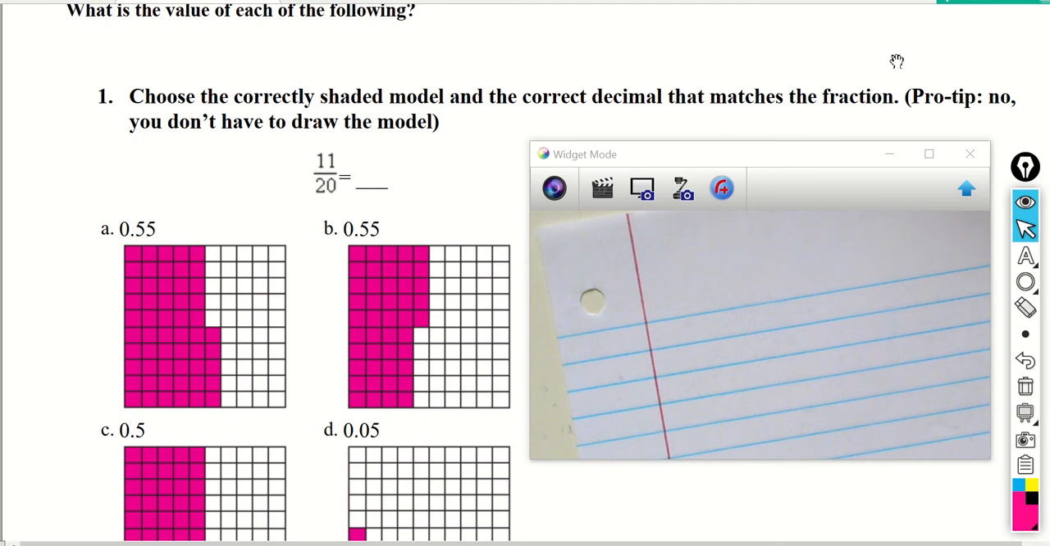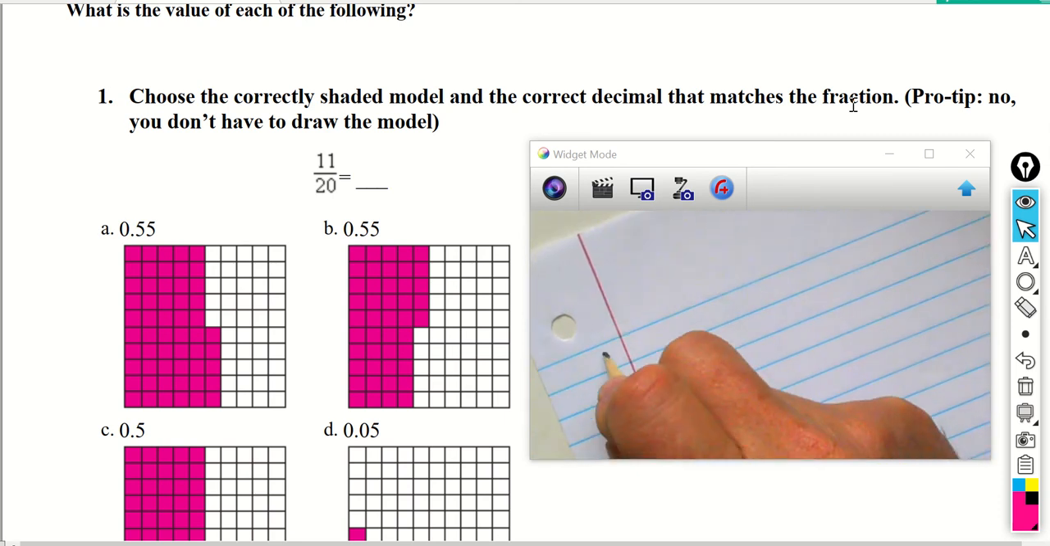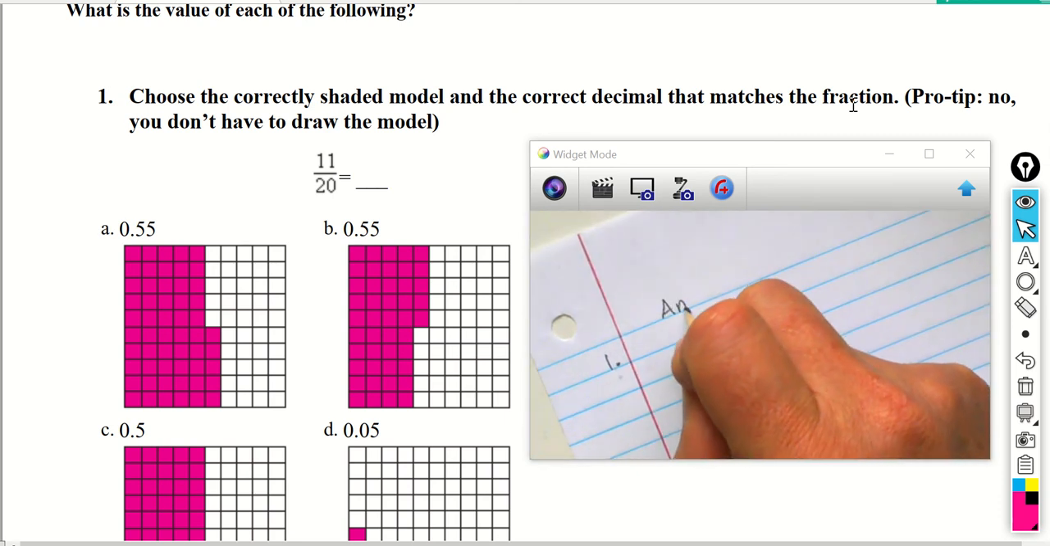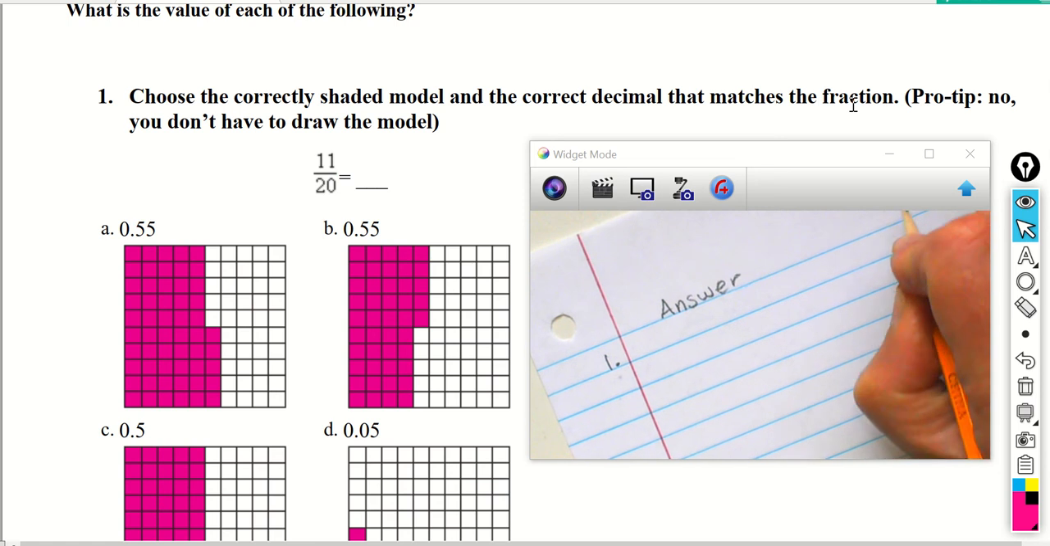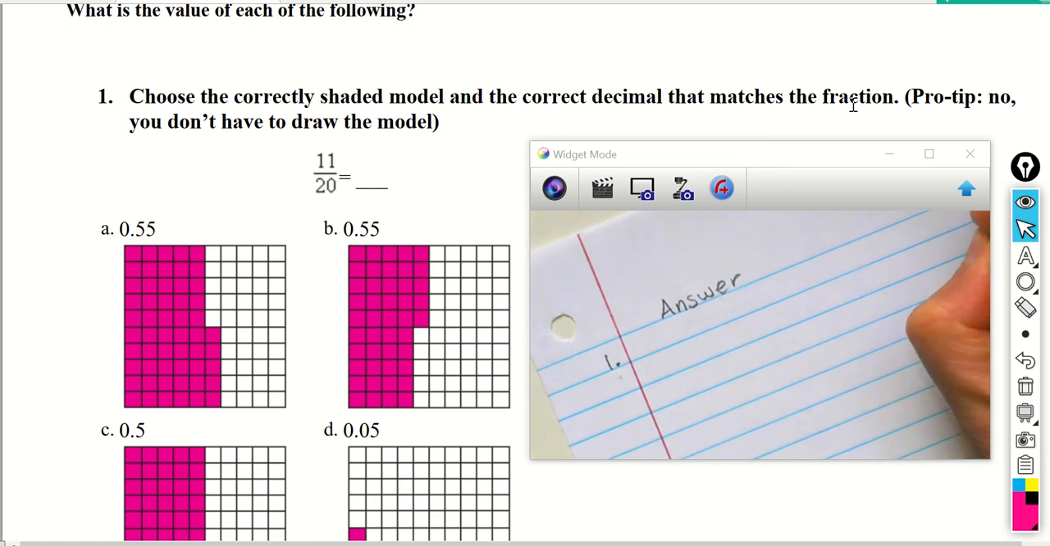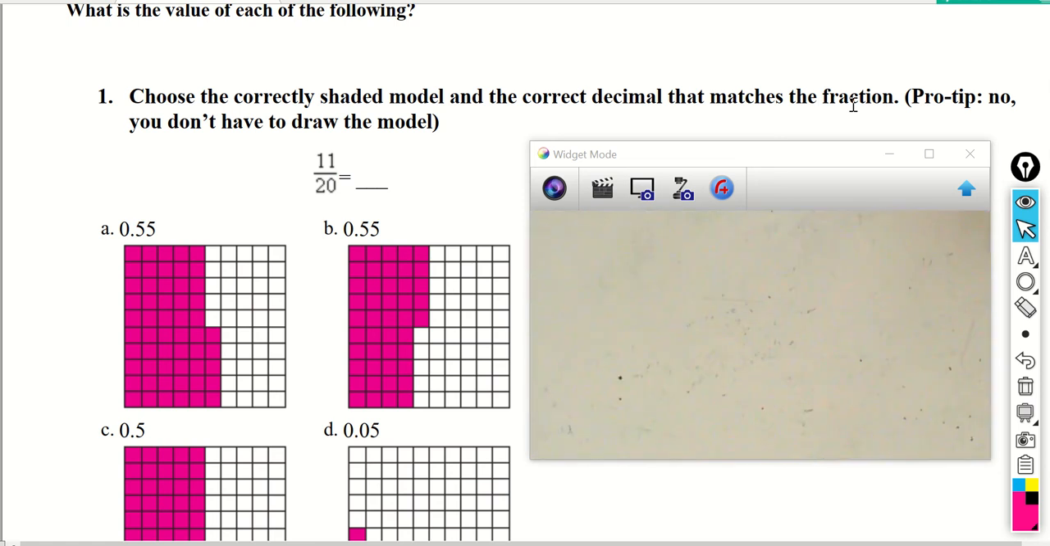On number 1 it says, choose the correctly shaded model and the correct decimal that matches the fraction. Pro tip, no, you don't have to draw the model. So there isn't any model you need to draw. But I do want you to make sure that you went ahead and did number 1 and answer and work. I'm going to check that together. I'm going to take a look at that fraction. It's right there. It's 11/20ths.